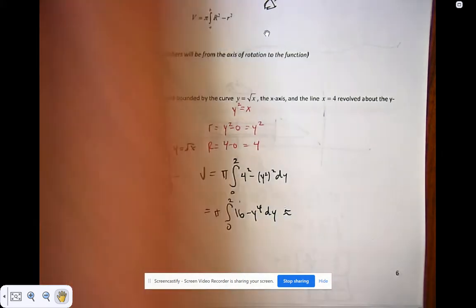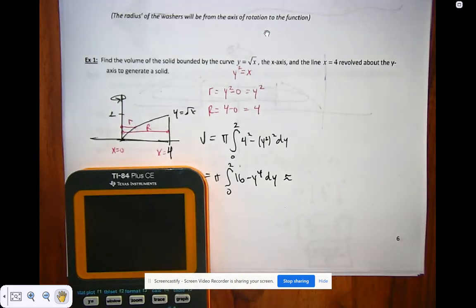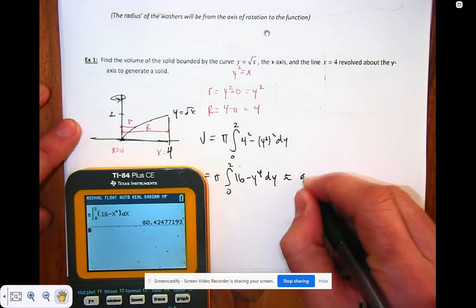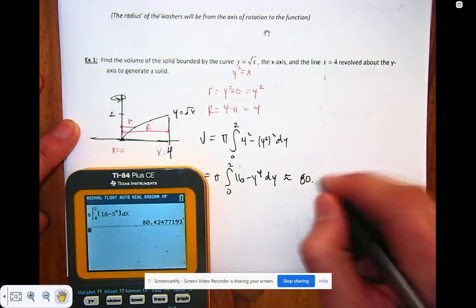For sake of time today, and just to mix it up from yesterday, let's math 9 all these. So math 9, we're going to go from 0, oops, I'm going to insert a pi here. So from 0 to 2 of 16 minus variable to the 4th d variable. And you get your answer, 80.425.